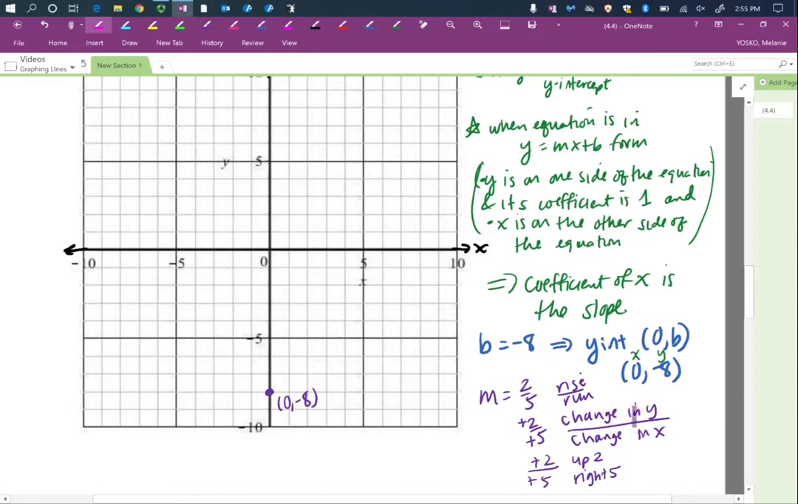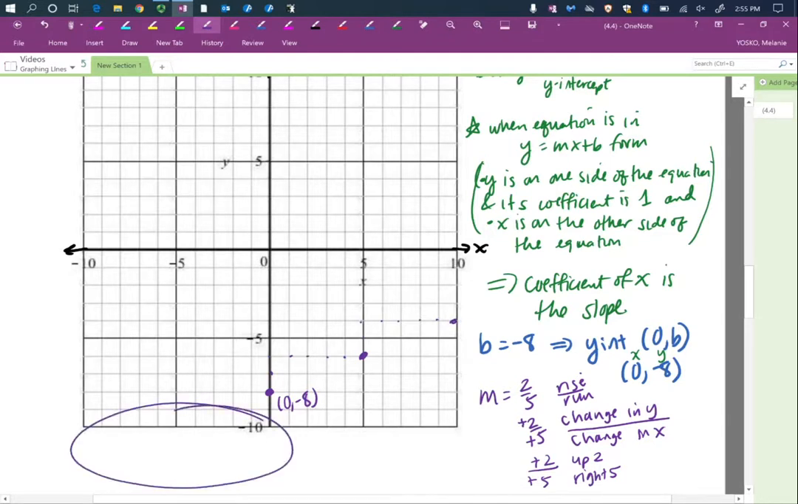So if I'm looking at y, which can go up or down, positive means go up. If I'm looking at x, which can go left or right, positive direction is right. So from here, we're going to go up 2, right 5. So up 2, 1, 2, then right 5. 1, 2, 3, 4, 5. There's another point on this line. Then we go up 2, 1, 2, 1, 2, 3, 4, 5.